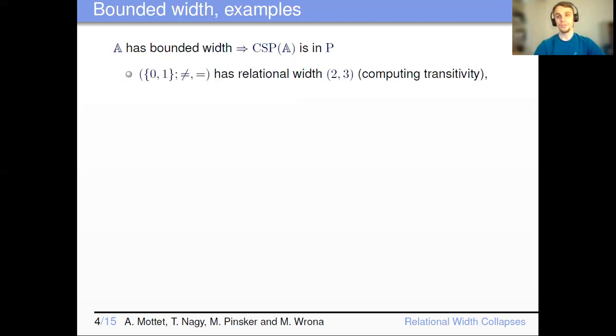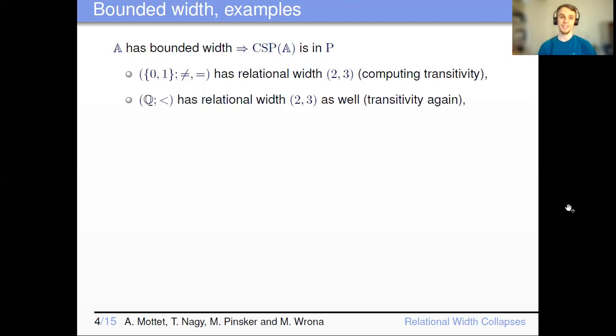And let me introduce to you shortly some examples of structures that have or do not have bounded width or relational width (2,3). The first one is maybe the easiest one. To just consider a two element set together with the inequality and equality relation, and it is kind of clear that it has relational width (2,3) because the only thing that we need to check in order to check satisfiability of an instance of CSP of this structure is to compute transitivity.